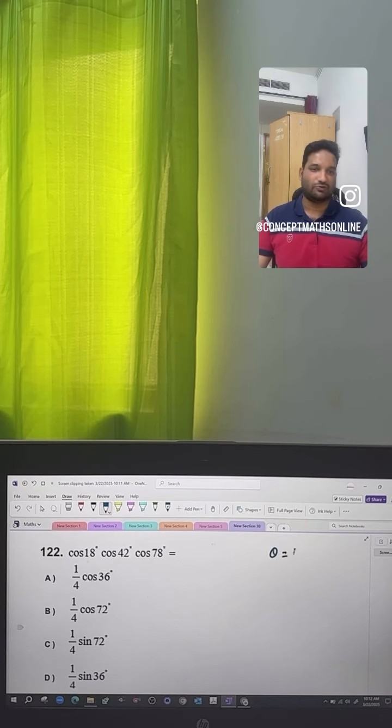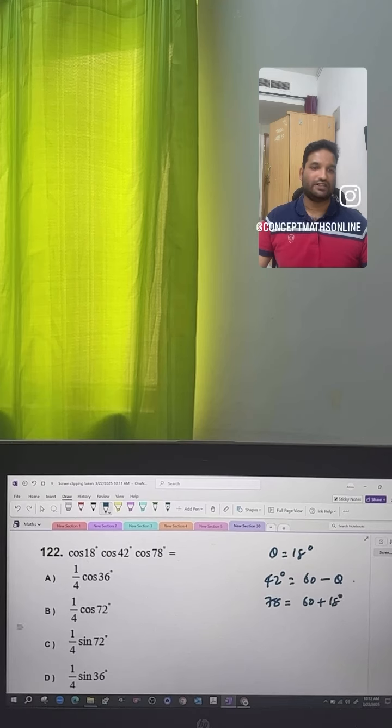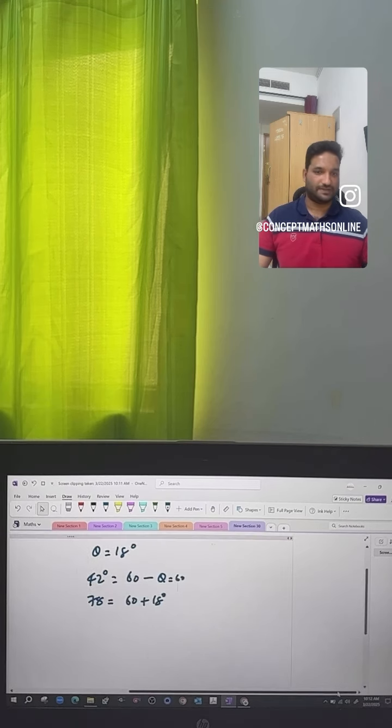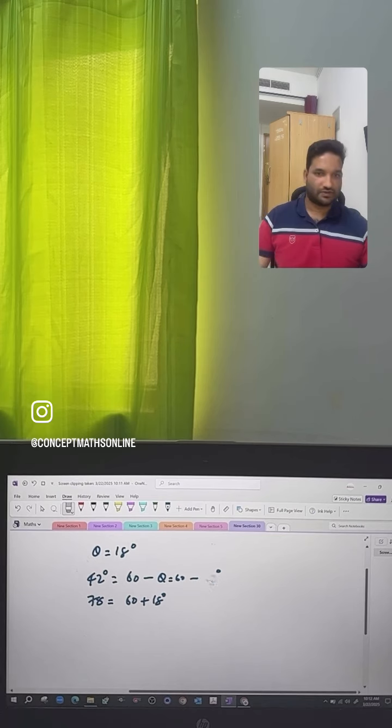theta is equal to 18 degree. What is that 42? 42 is connected to this theta, 60 minus theta. And 78 is 60 plus 18 degree. 60 minus 18 degree is equal to 42 degree.